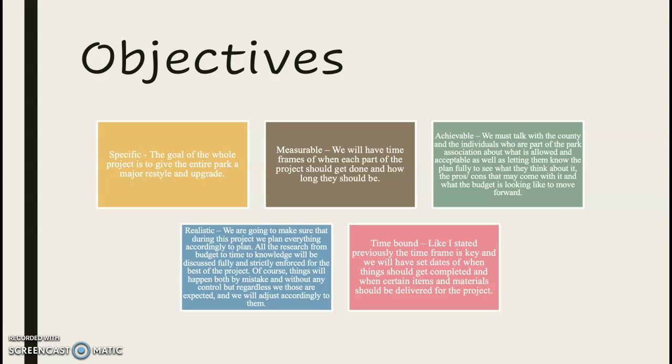Within the achievable aspect, we must talk with the county and the individuals who are part of the park association about what is allowed and acceptable, as well as letting them know the plan fully to see what they think about it, the pros and cons that may come with it, and what the budget is looking like to move forward. The realistic aspect, we are going to make sure that during this project we plan everything accordingly.